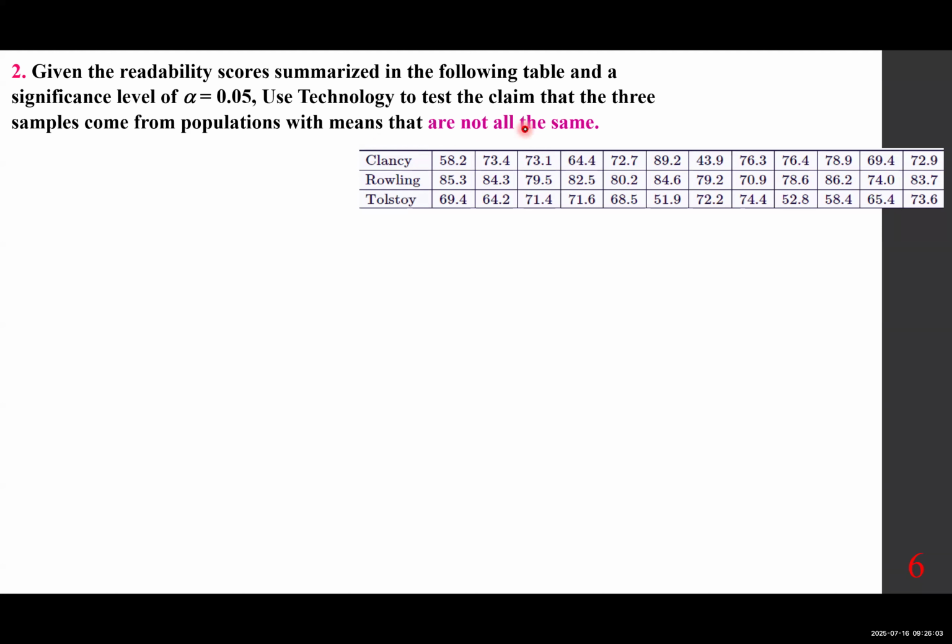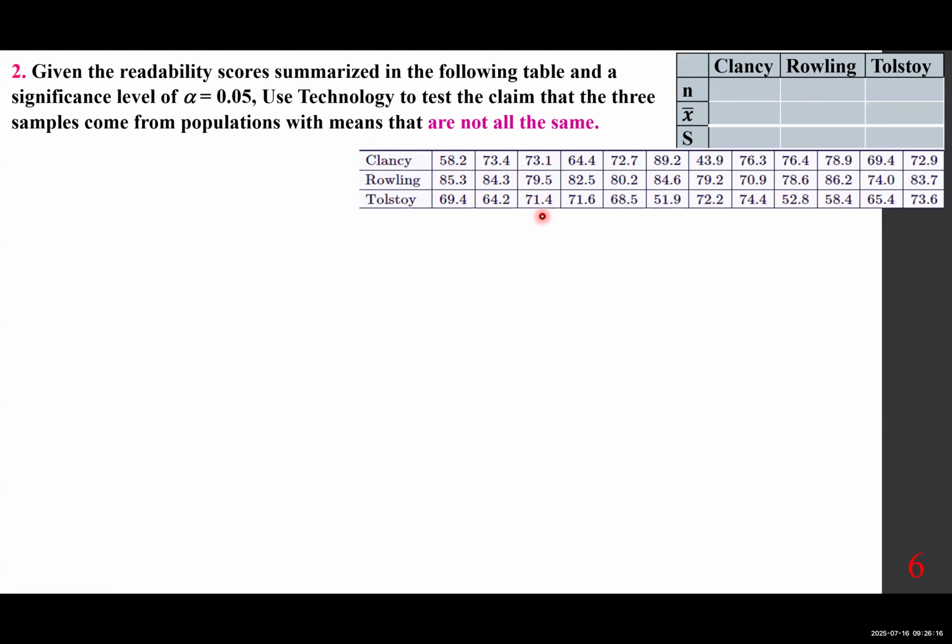Notice that we are dealing with more than 2. So 1, 2, 3. So the very first thing we want to do is make up this table. N happens to be the same: 1, 2, 3, 4, 5, 6, 7, 8, 9, 10, 11, N is 12. It happened to be the same for each one. Then we have Clancy, Rowling, Tolstoy.